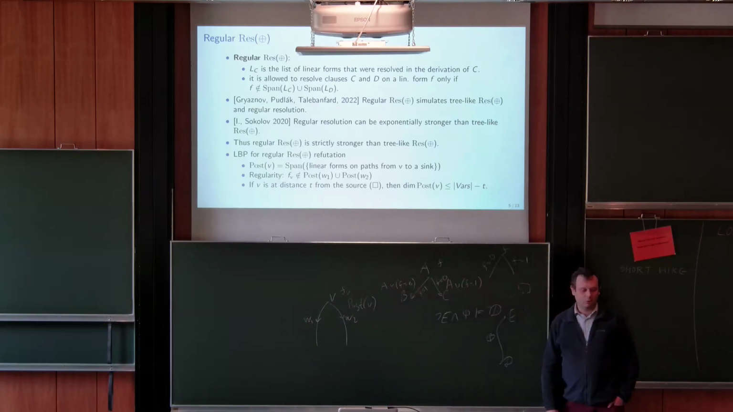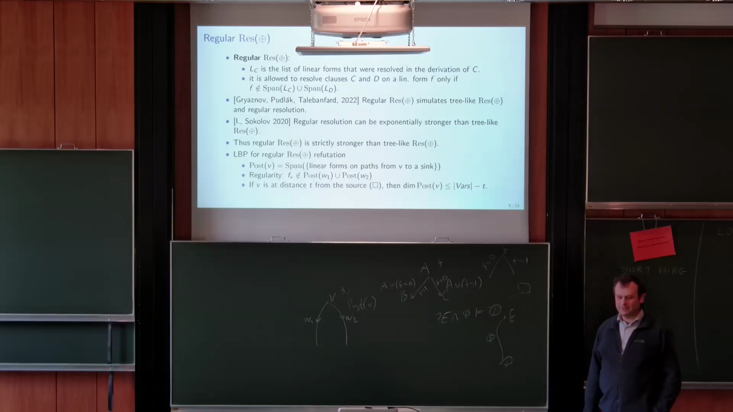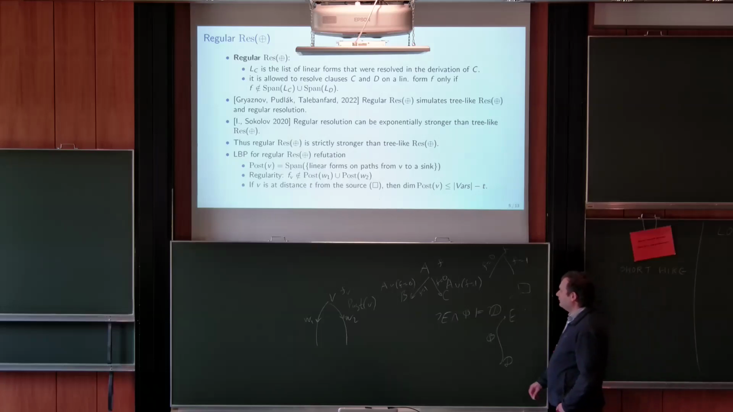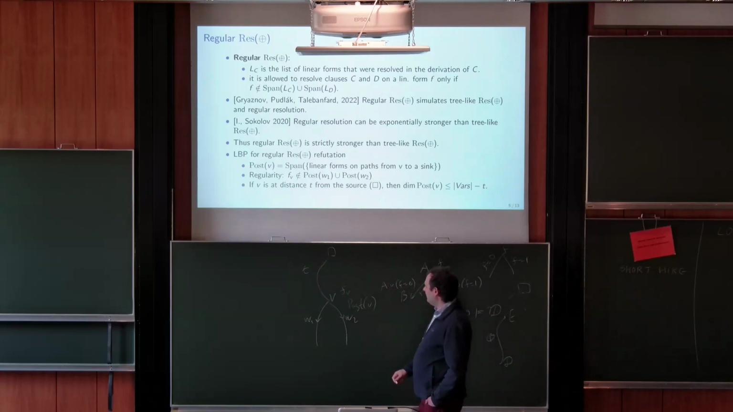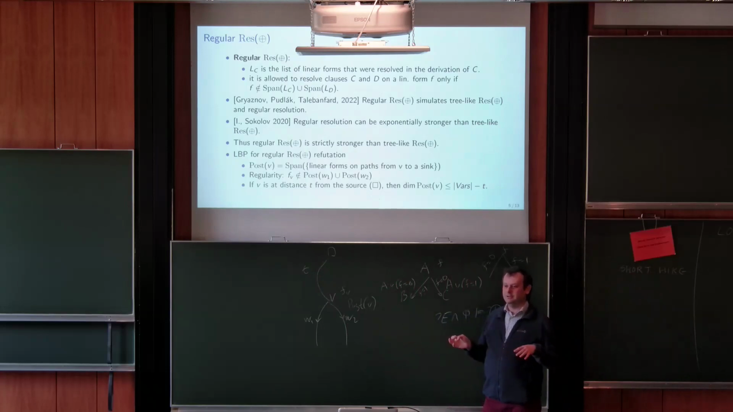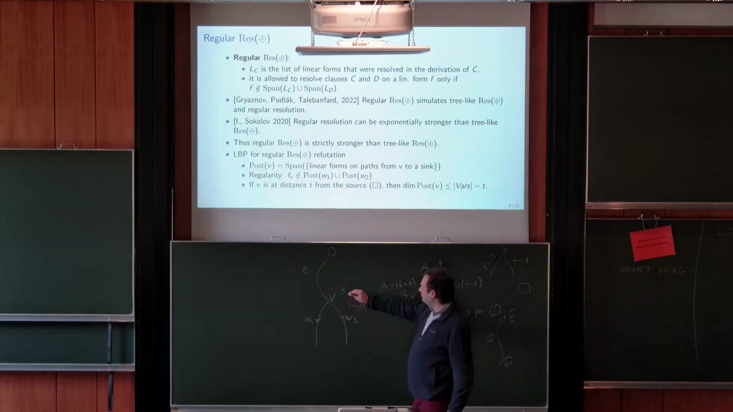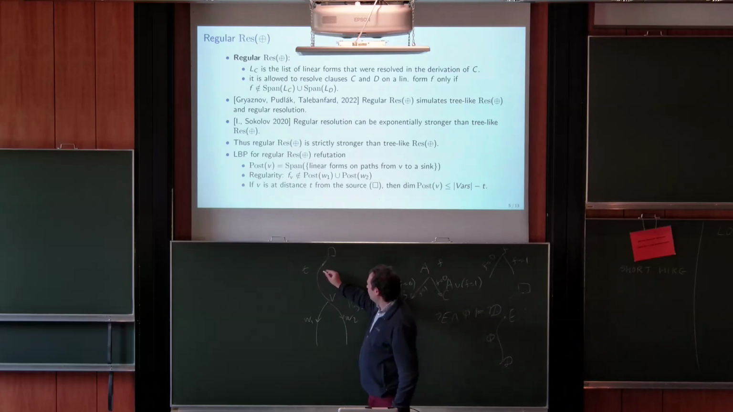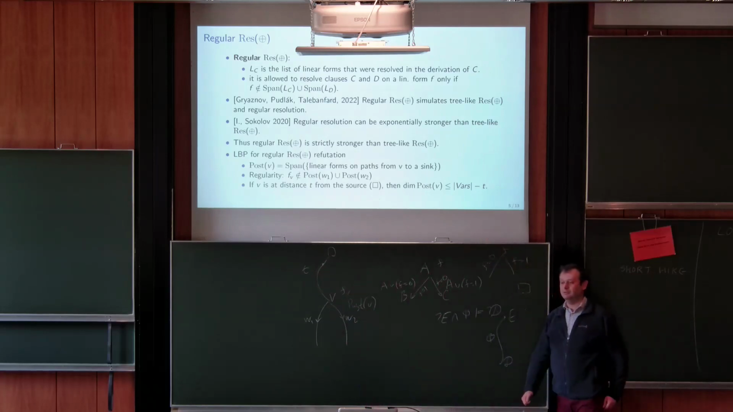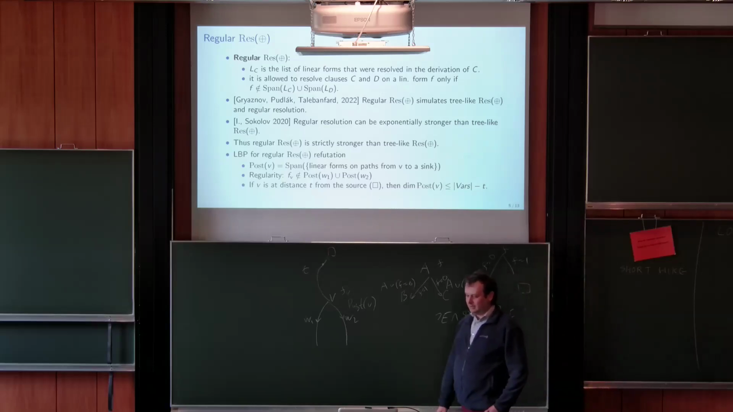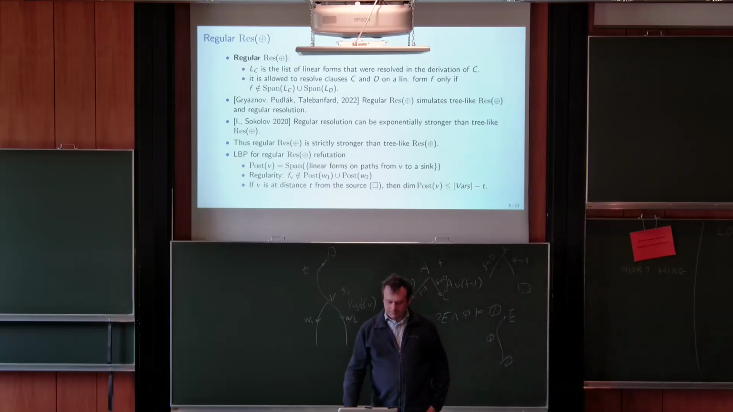And in fact, the only property of regularity that we use is the following. If the node V is at distance T from the contradiction, then the dimension of Post(V) is less than the maximal dimension by at least T. It's easy to see that along this path the dimension decreases by at least one at each step. This is the only thing that we use in our lower bound.